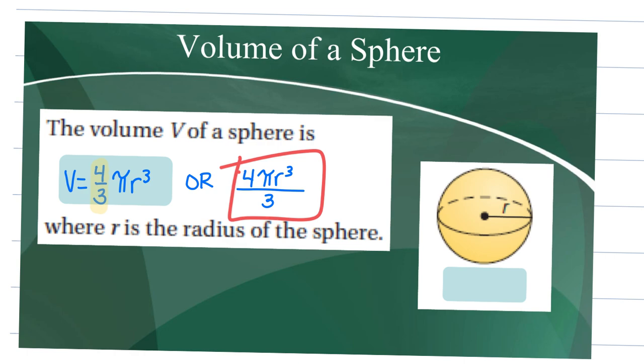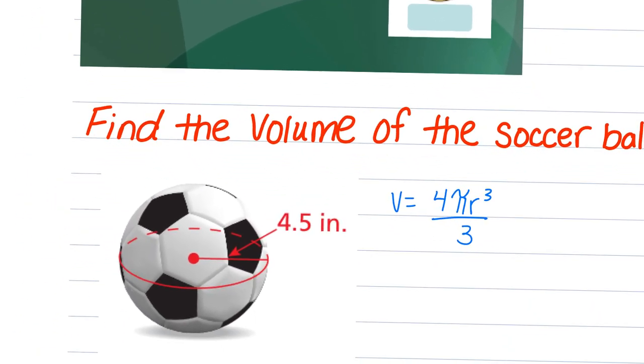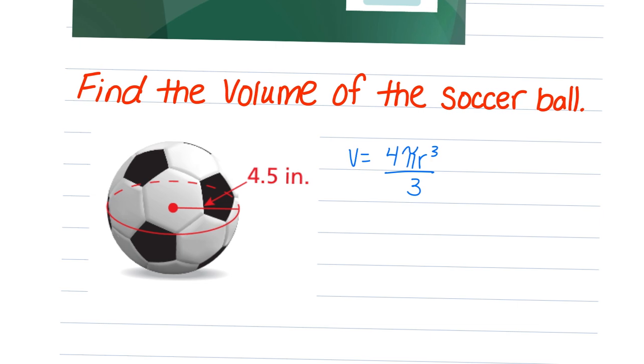All right, so our first example, we're finding the volume of the soccer ball. Remember, volume means the space on the inside. If I wanted to fill the soccer ball with air, that would be volume. If I wanted to paint the outside of the soccer ball, that would be called surface area, which we will focus on tomorrow. So this is our formula. Volume of a sphere is 4 times pi times r cubed divided by 3.